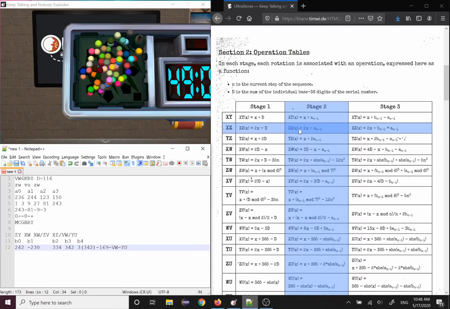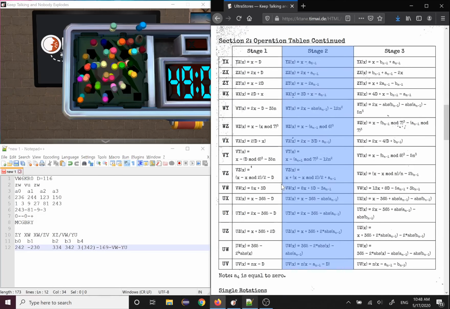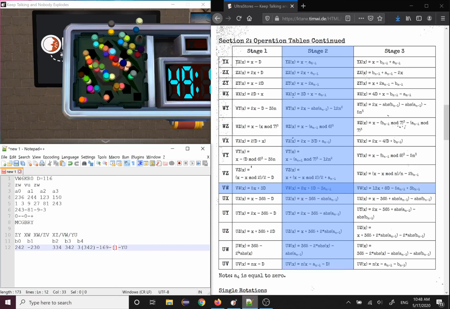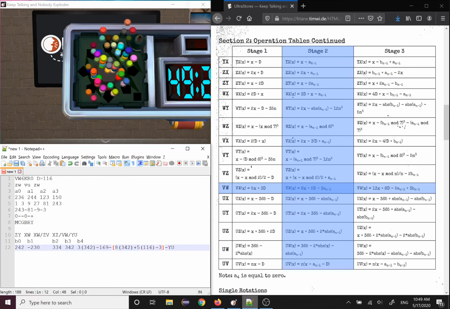So now we apply VW of stage 2. Now VW is equal to 8x plus 5d minus 3n minus 1. So replacing this with square brackets, we have 8 times x, 342, plus 5 times 116, which is d, minus 3 times an minus 1. An minus 1 is again a3, which is 150. So we know that 3 times 150 is 450. 5 times 116 is going to be 580.